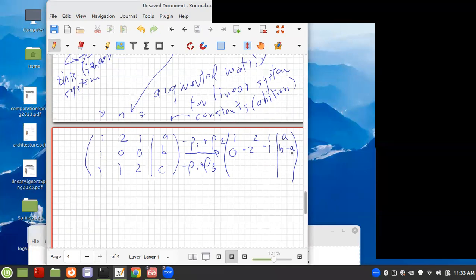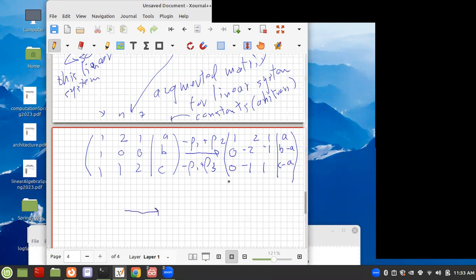Since we don't know what B and A are, this is just some number. Then we have to do the second one: minus row 1 plus row 3, we get a 0 there. Minus 2 plus 1 is minus 1. Minus 1 plus 2 is 1, and then we have C minus A down here.